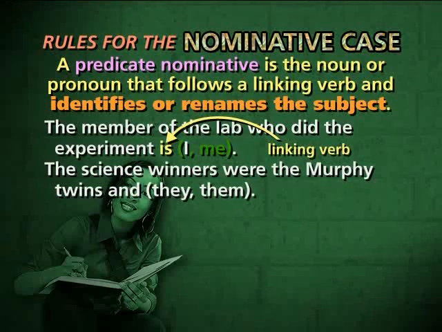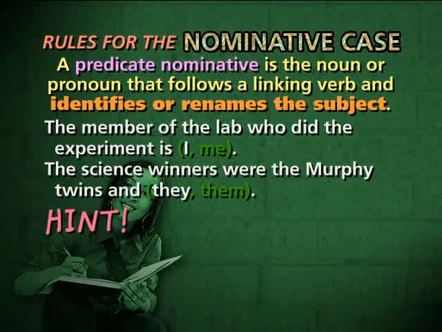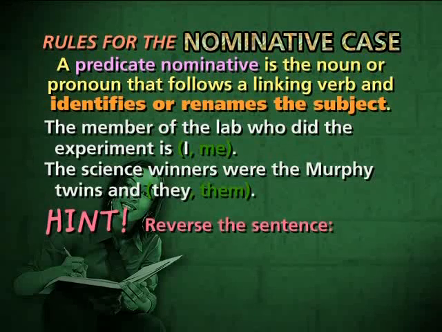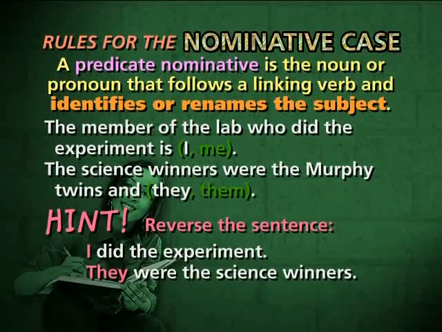The science winners were the Murphy twins and they. The linking verb is were, so the answer is they. Here's a hint if you're having trouble with it. Reverse the sentence. So say, I did the experiment, or they were the science winners. If you put that pronoun first, you hear that it's in the subjective or nominative case. So you wouldn't say, me did the experiment, or them were the science winners. You would say, I did the experiment, or they were the science winners.